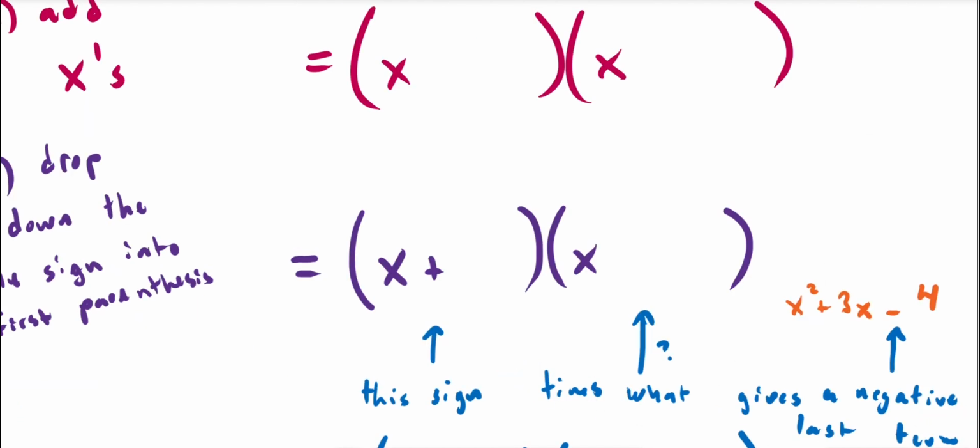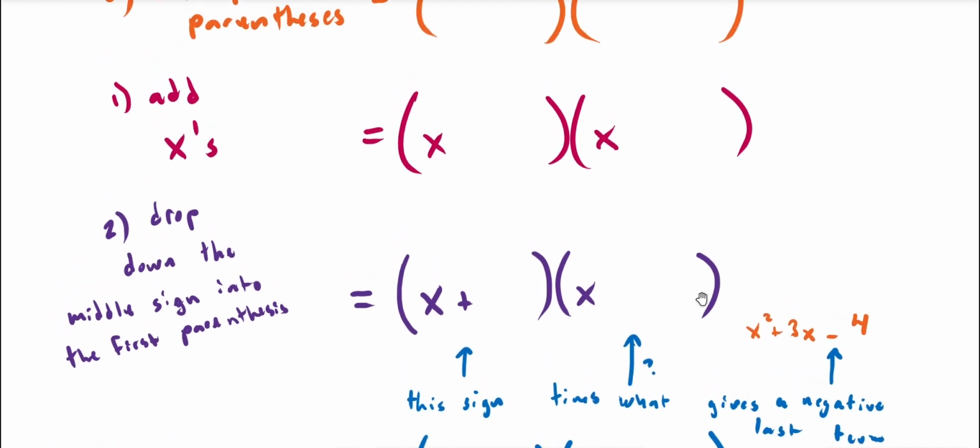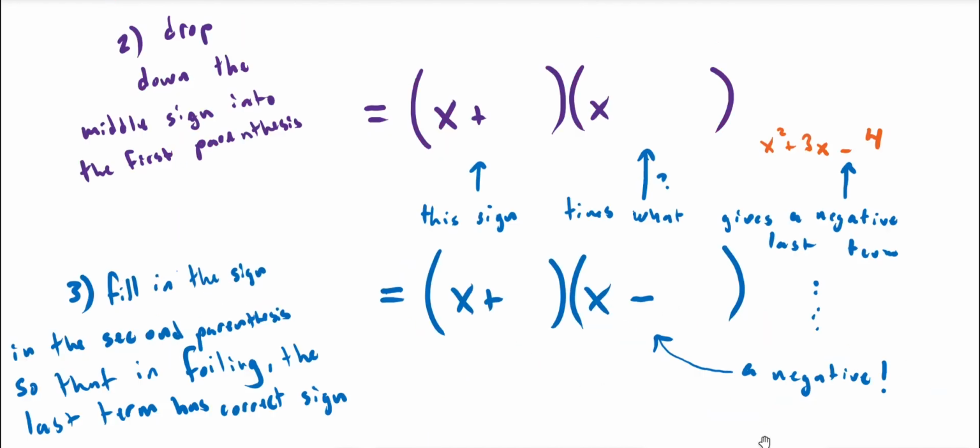And now we want to use a little bit of FOILing logic. Now we want to say, well, okay, what should the second term be? I know when I FOIL and I take my last times my last here, what are these two going to multiply to be? Well, they're going to be -4. And specifically, they're going to be a negative number. So I need a positive number times what gives me this negative number. Well, that's going to mean we need a negative in this second position.